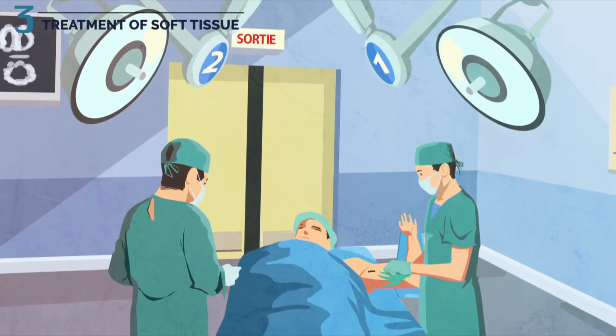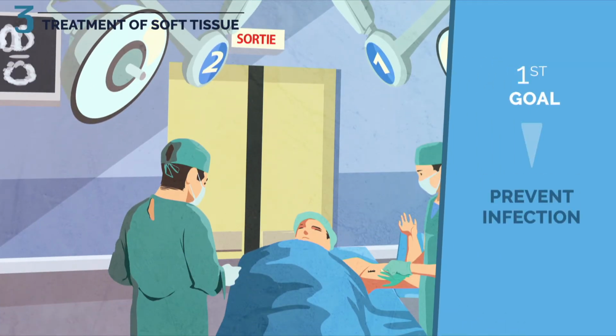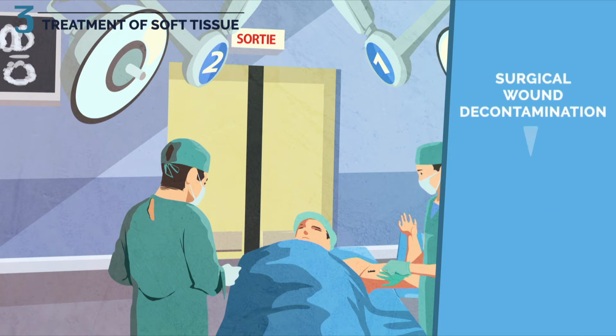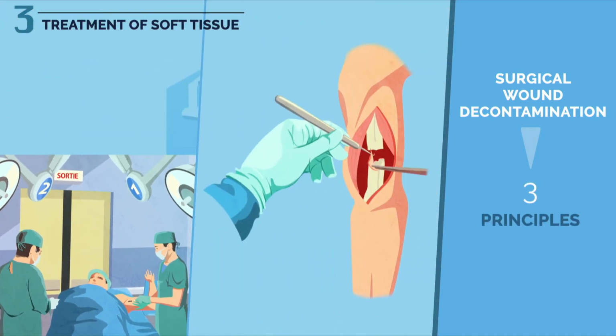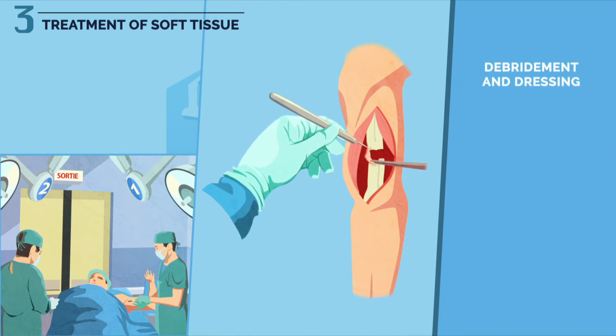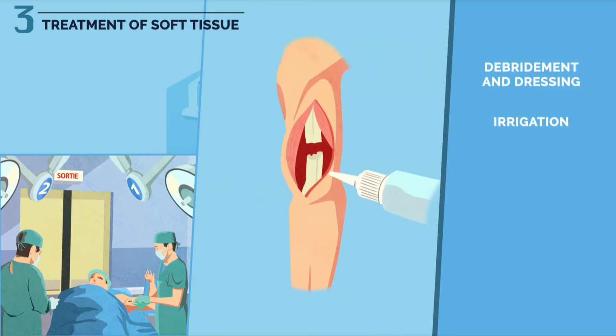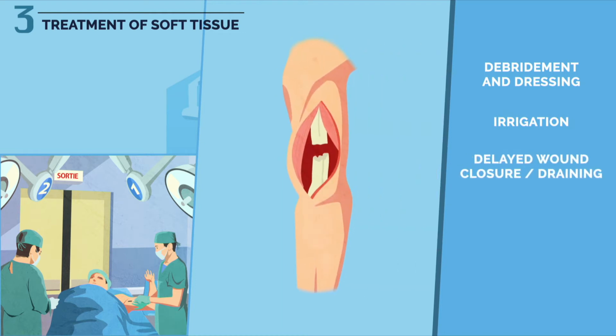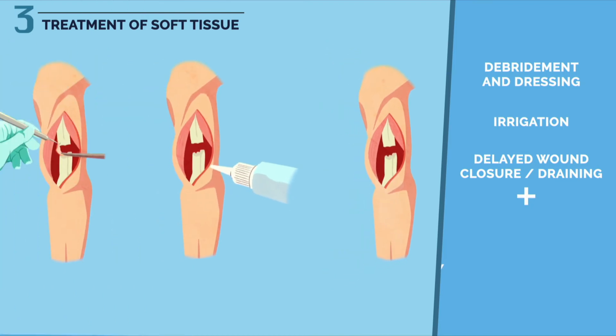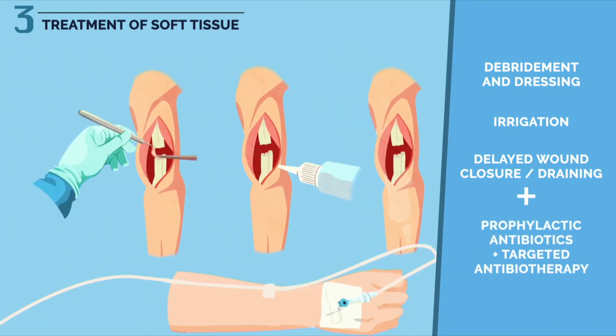The primary goal is to prevent infection, which is an obstacle to all the reconstruction procedures. Surgical decontamination of war wounds is a 3-step process. Removing dead tissue, this is called debridement. Irrigation of contaminated living tissue. Delayed wound closure associated with the administration of preventive wide-range antibiotics, followed by targeted antibiotherapy if necessary.